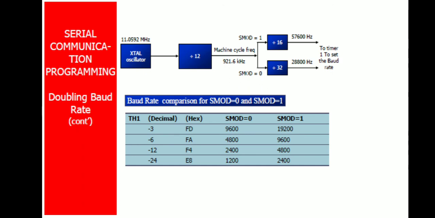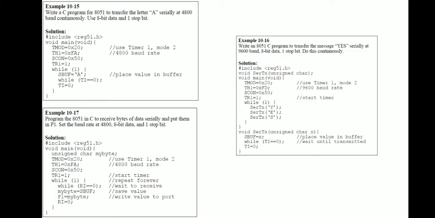Here are the steps of doubling the baud rates. We can see the block diagram and the tables regarding doubling the baud rates. Here are some examples in C language for receiving and transmitting data using the serial COM port.